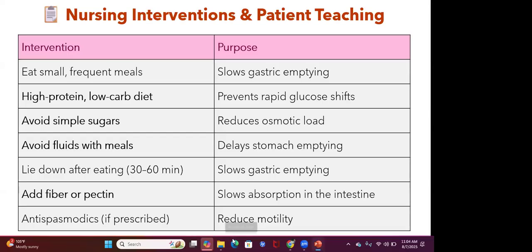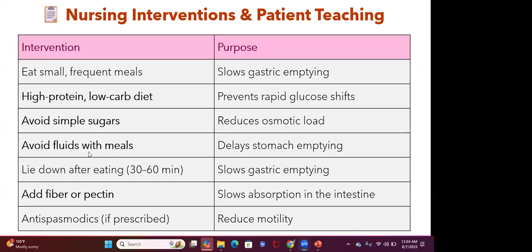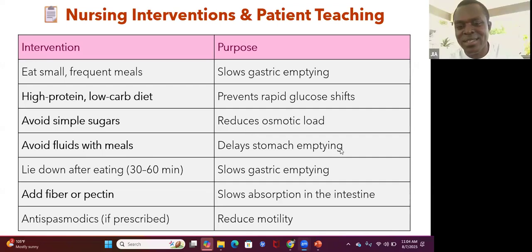Please, I'm a little bit confused with the third point, or is it the fourth point? You said avoid fluid with meals, and then when you come to the pepper, you said it delays stomach emptying. I don't know whether I don't understand it well. And then also avoid fluid with meals. If you do that, it will delay stomach emptying.